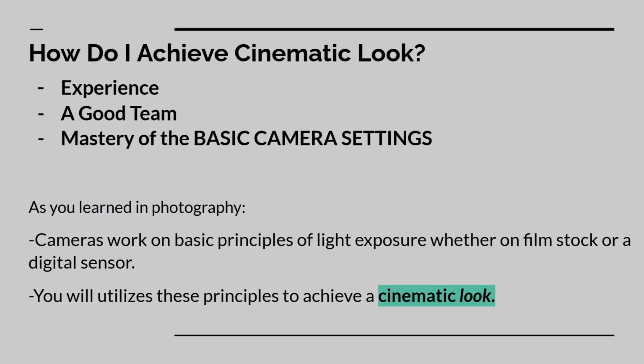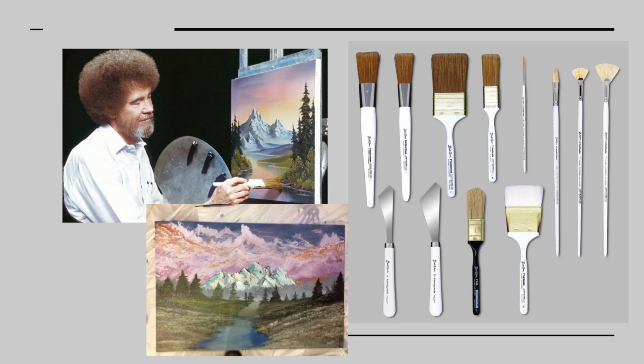I think a couple of you told me you had some background in photography. So some of this might seem 101, but hopefully you learn how to get that cinematic look. So cameras work on a principle of light exposure, whether on a film stock or a digital sensor. Basically, you're exposing the camera to light and it's recording that. It's taking pictures. So we want to utilize the principles of the camera to get a cinematic look.